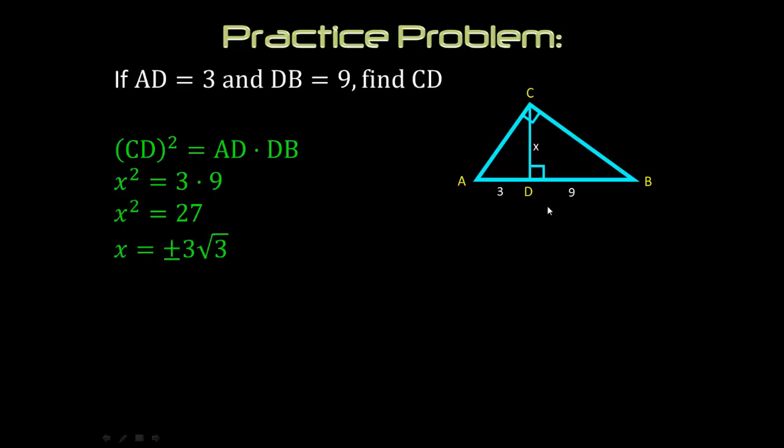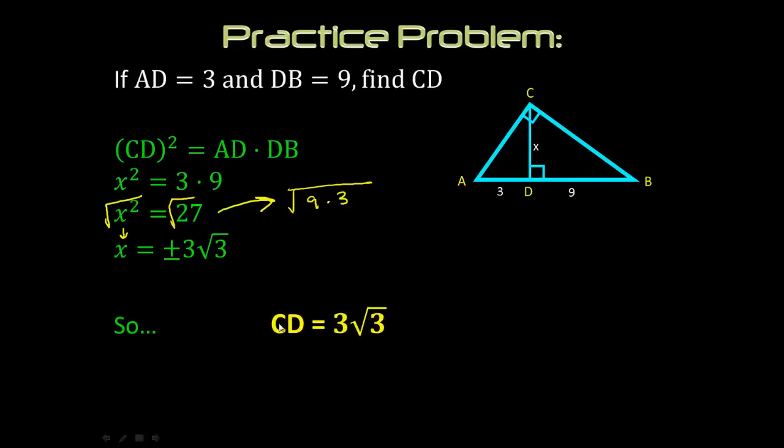So to get rid of the x squared, we square root both sides. The square root of x squared is just x, which is how I got that. The square root of 27 is the same thing as the square root of 9 times 3, and of course the square root of 9 is 3. So we could say x equals plus or minus 3 times the square root of 3, but that is not the answer. We say CD equals positive 3 times the square root of 3 because we have to disregard the negative. We can't have a negative measurement.